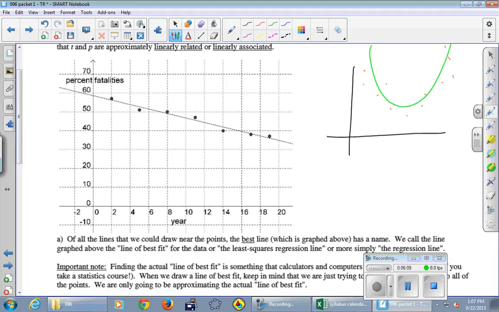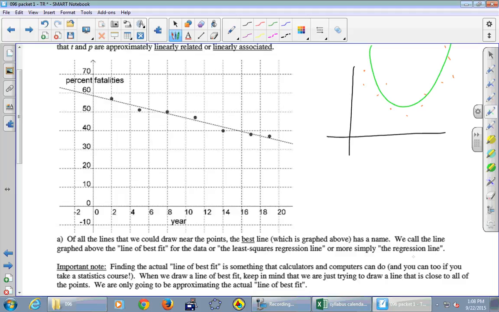Okay, part A. Of all the lines that we could draw, and we have about a dozen different lines that we just drew, the best line, that's the one that's graphed above, has a name. We call the line graphed above the line of best fit for the data, or the least squares regression line, or more simply, just the regression line. So how do we find the actual line of best fit? Okay, so number one, I'm not going to ask you to do that in this class because we don't have the tools to do it.